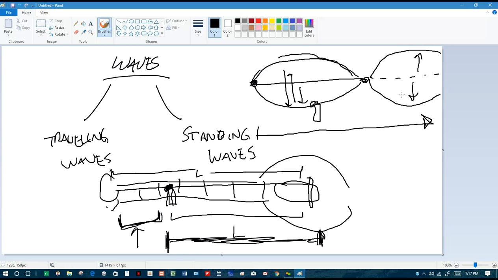So the point being, I'm just trying to illustrate this idea that there's different patterns that you can create on a string, and each of them provides different pitches or frequencies. So when you as a guitar player are playing a high pitched sound, that's considered a high frequency.